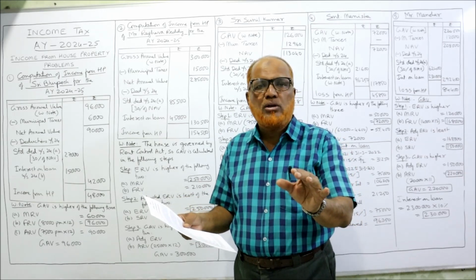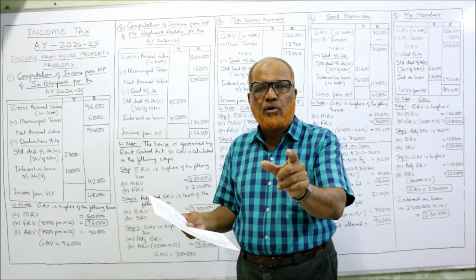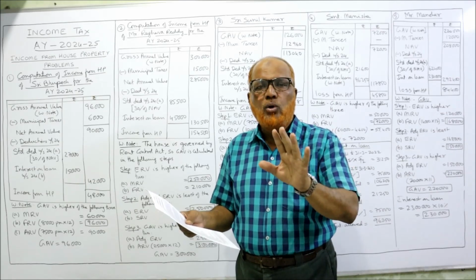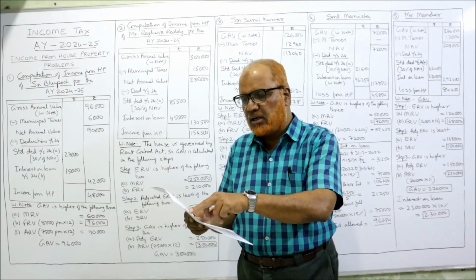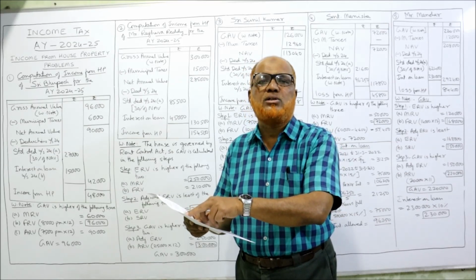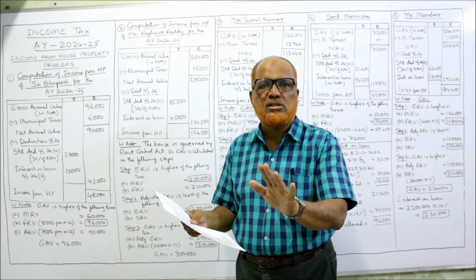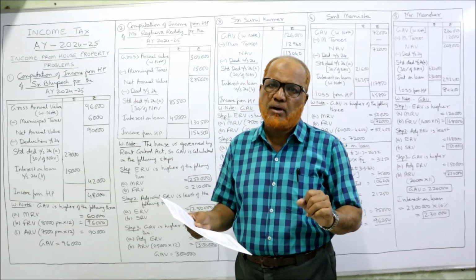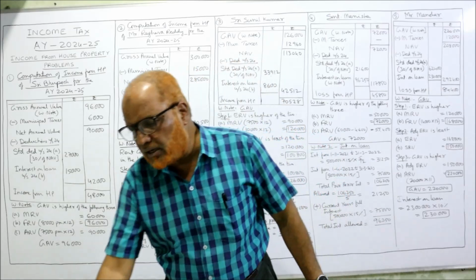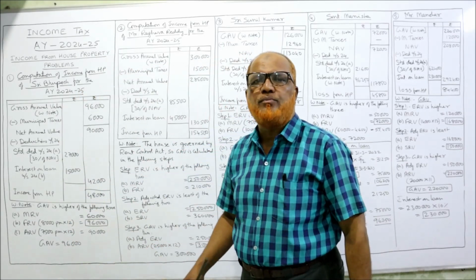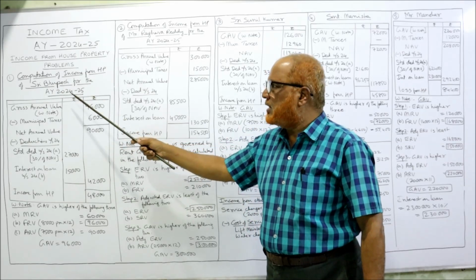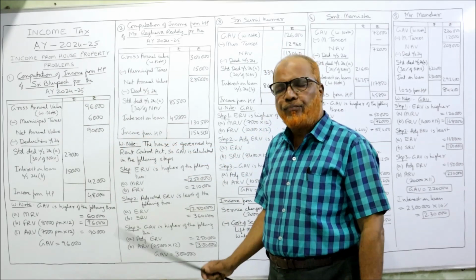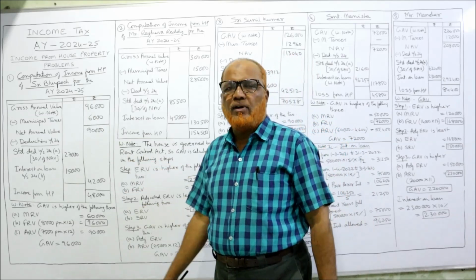So in examination, after computing income from house property, give a note: no deductions are allowed for insurance, ground rent, repairs and collection charges. Just give a note. Now, how to compute the income from house property? This is the first problem. See here. Computation of income from house property of Sri Bhupesh for the assessment year 24-25. Now, gross annual value.